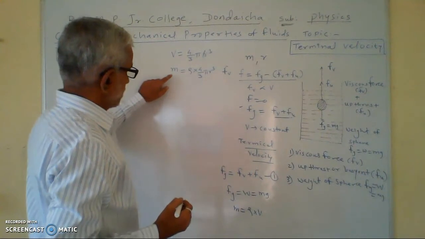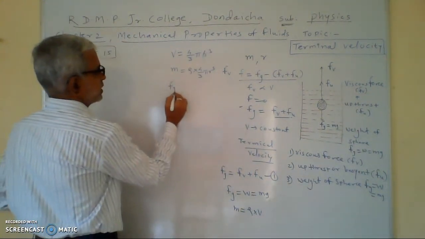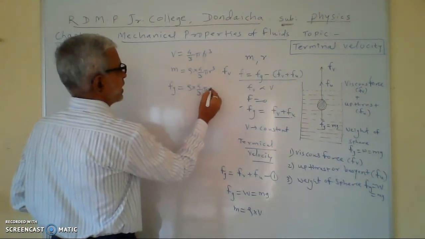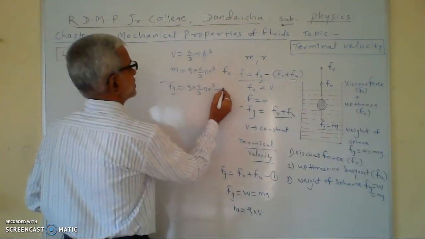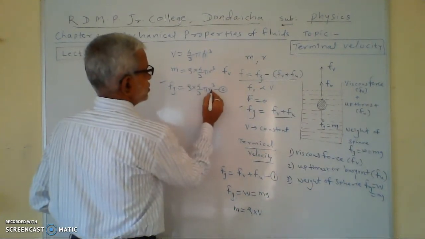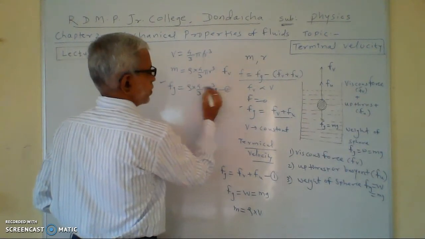Now put this value of m here. So Fg is equal to rho into 4 upon 3 pi r cube, multiplied by g. So this is the value of Fg. Say this is equation number 2.